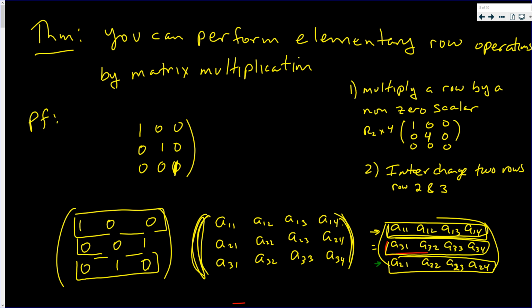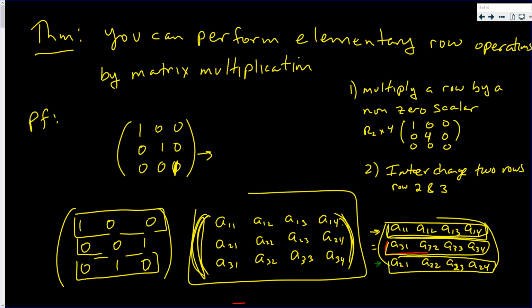That's a 1. And if you want to change row 2 and 3 on this matrix, just interchange row 2 and 3 on the identity matrix. And there it is. 1, 2, 3. So you multiply by this if you want to interchange row 2 and 3.